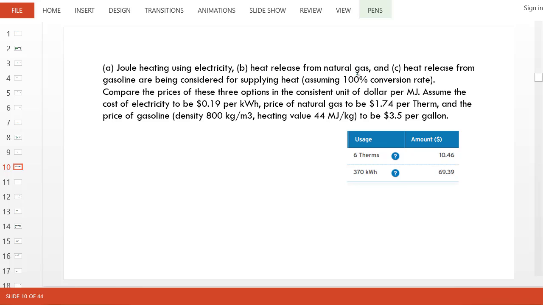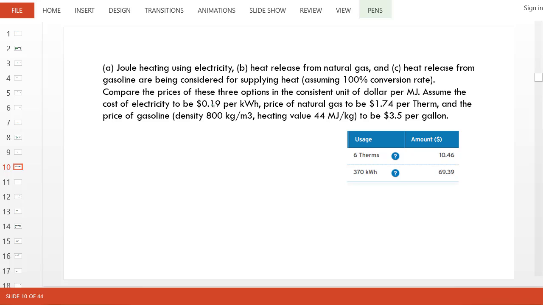Heat released from natural gas, that's basically burning natural gas as you do most of the time in your house on a stove. And heat released from gasoline, as in your car. Each of the three methods will be assumed to be 100% efficient. That is, all the heat that is generated is usable.